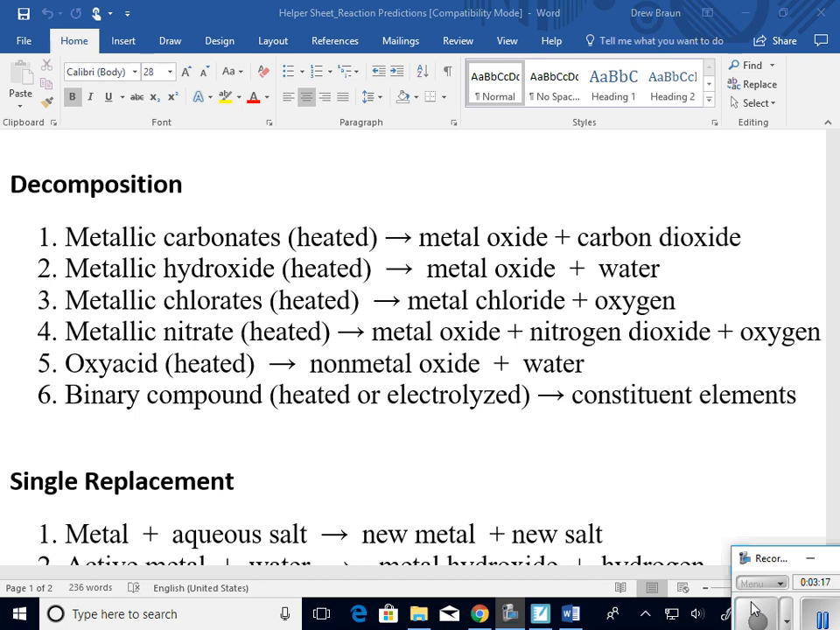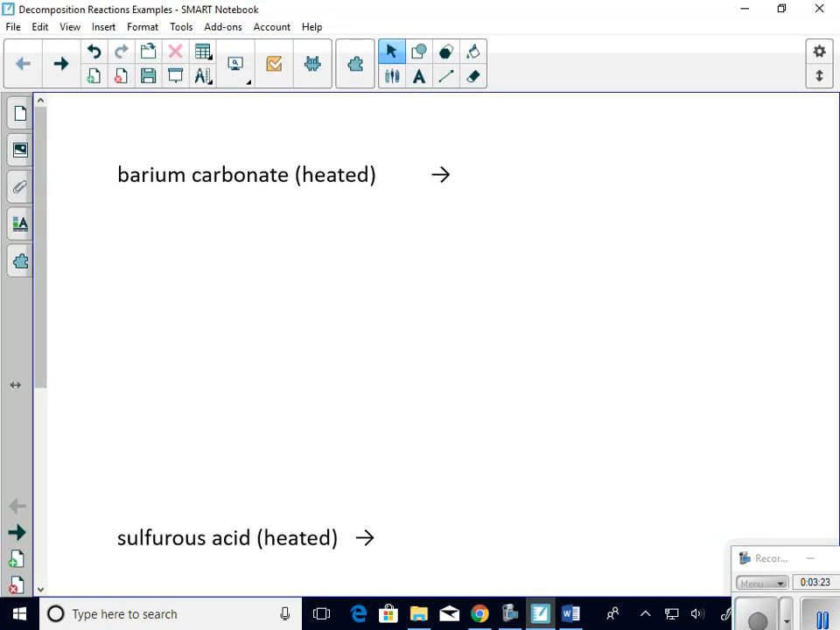Okay? So, just like yesterday, we're going to go through 3 more examples of decomposition reactions. You should have had examples at least. I think you got 2 examples. So on your packet, you have 12 examples of these decomposition reactions. We're going to work 3 more just so we can go through and determine, all right, which one of these are we dealing with? So I'm going to start out with barium carbonate heated.